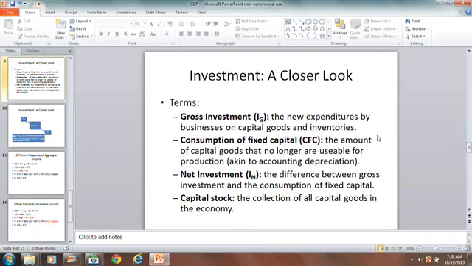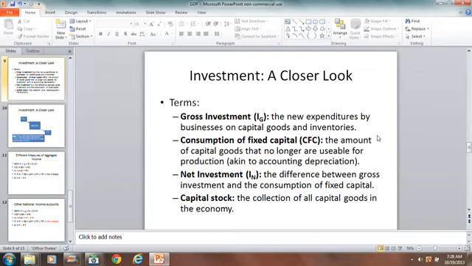Another term is the consumption of fixed capital, CFC. The consumption of fixed capital measures the amount of capital goods that no longer become usable in the production process, because machines wear out over time. With continuous use, they start to break down, they start to become antiquated, and so consumption of fixed capital is measuring the rate at which capital goods are wearing out. It's kind of like the accounting term of depreciation. So it's measuring how the capital goods are diminishing due to their use.